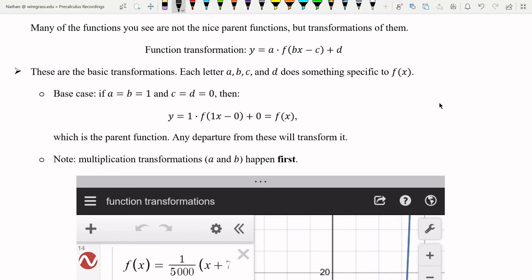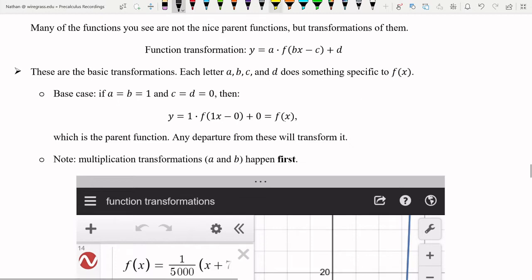Many of the functions you see are not the nice parent functions, but transformations of them. Now, many functions are not going to be transformations of parent functions. They actually cannot be written in that form. But you can see transformations of both parent functions and other kinds of functions.